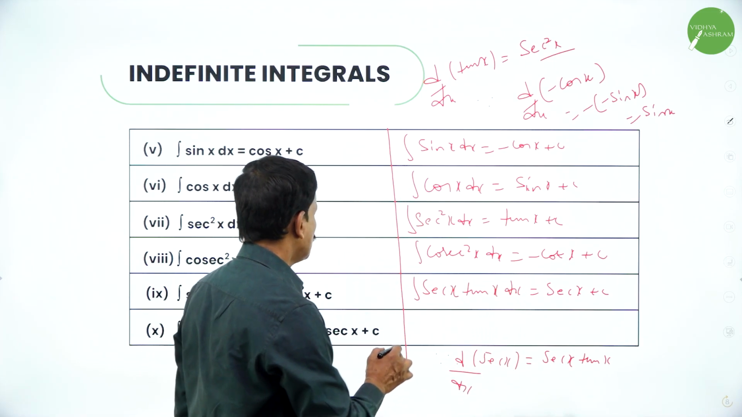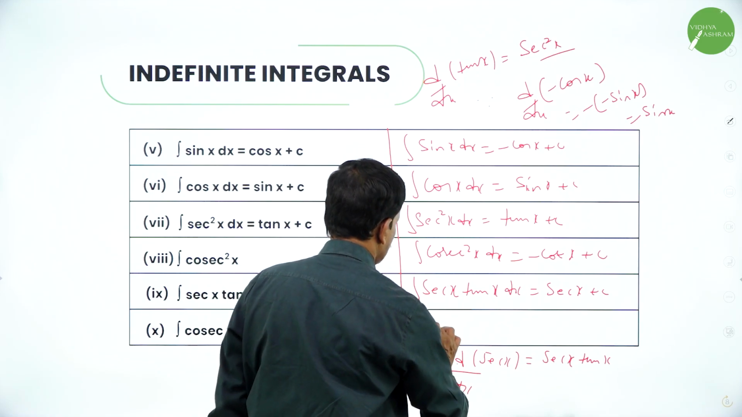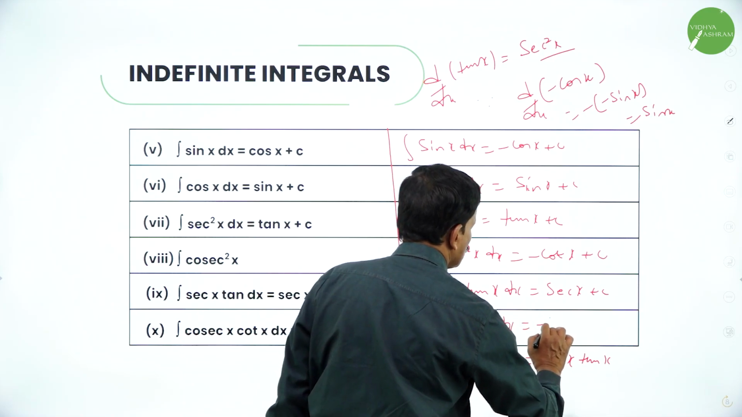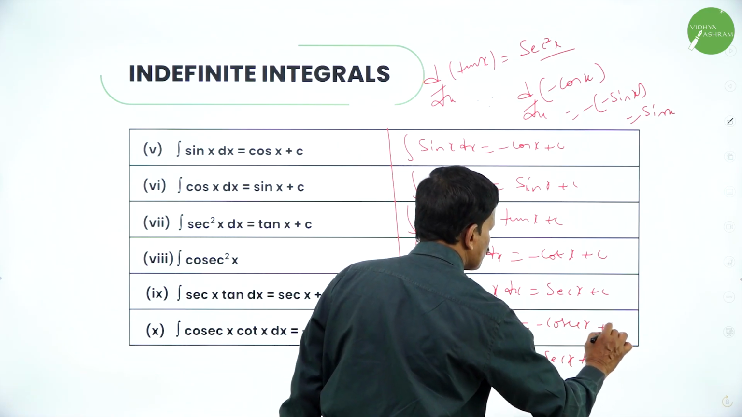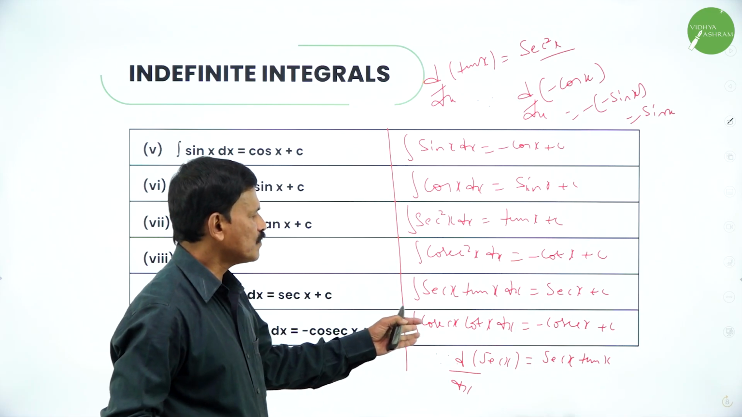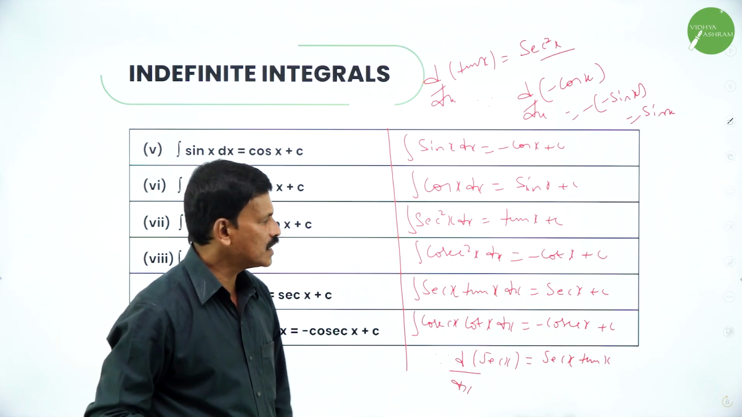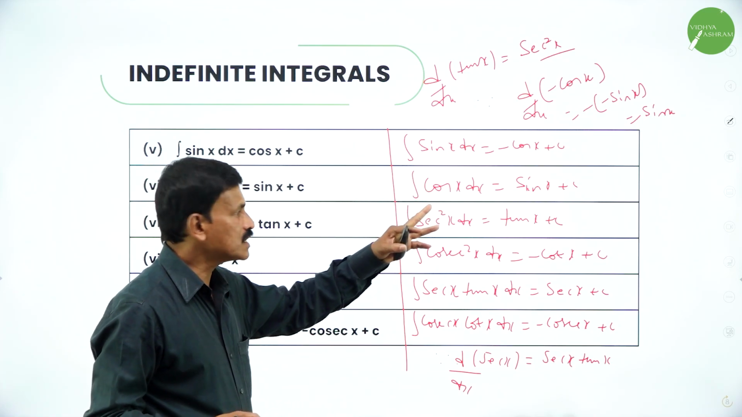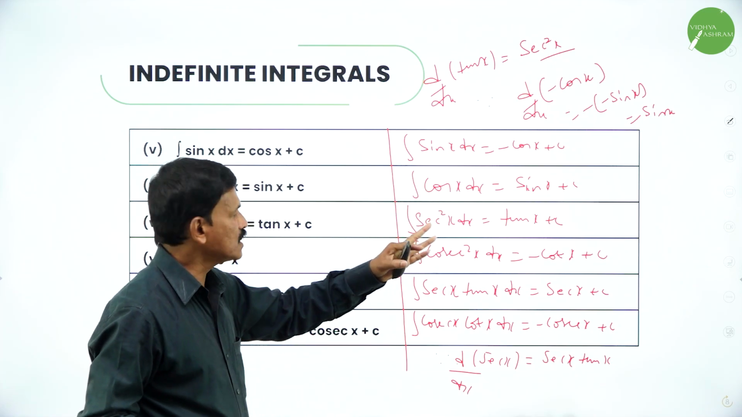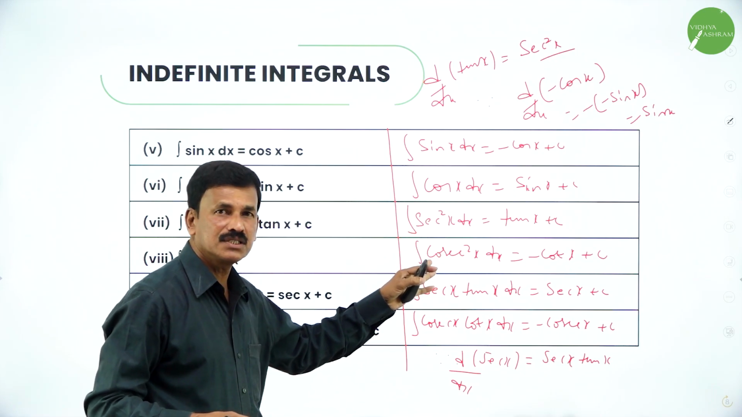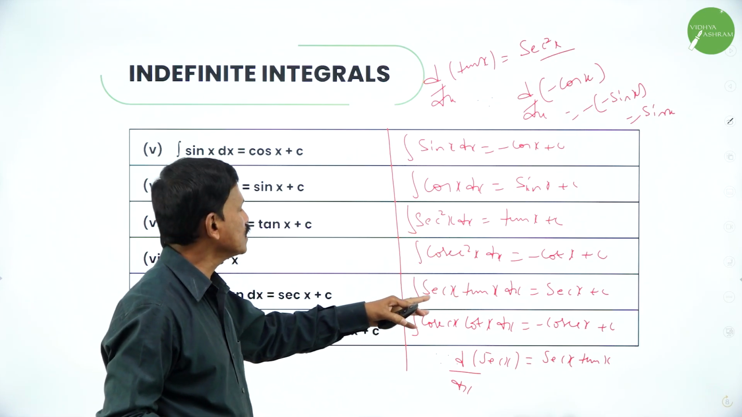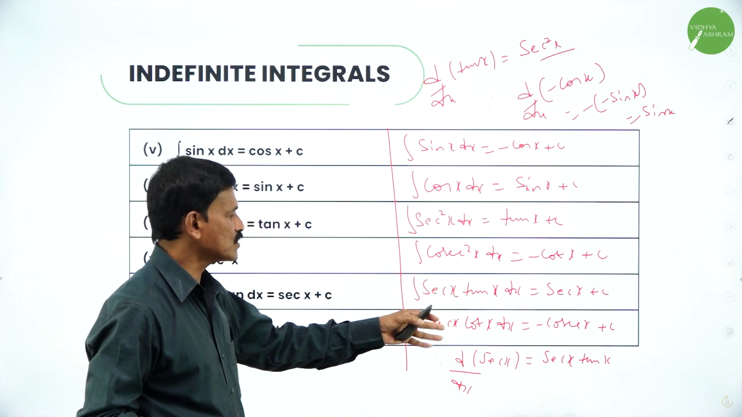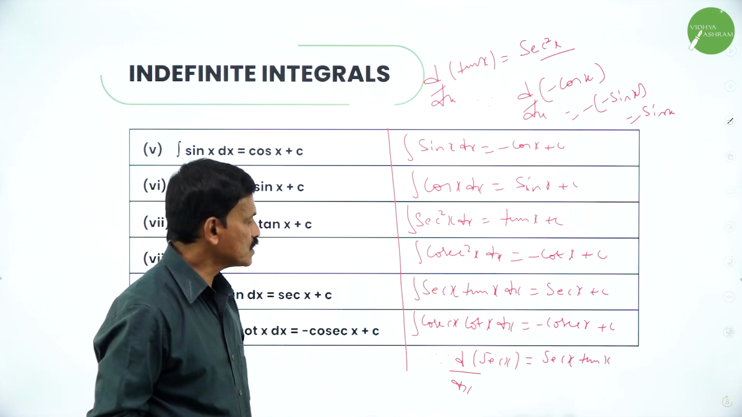Similarly, integration of cosecant x cot x. So integral of cosecant x into cot x dx is equal to minus cosecant x plus c, right? So integration of sin x is minus cos x, integration of cos x is sin x, integral of secant square x is tan x, integral of cosecant square x is minus cot x, integration of secant x tan x is secant x plus c, integral of cosecant x cot x is minus cosecant x plus c.